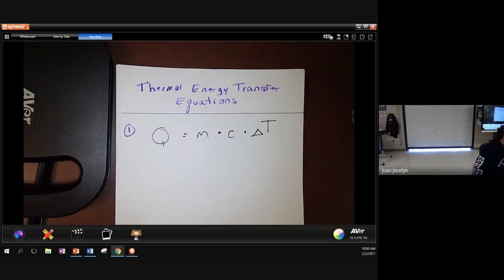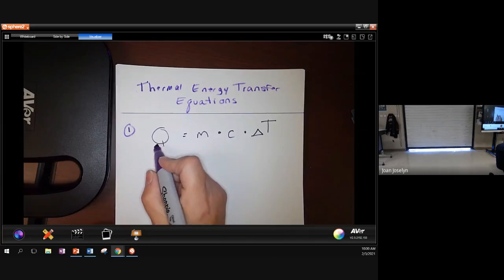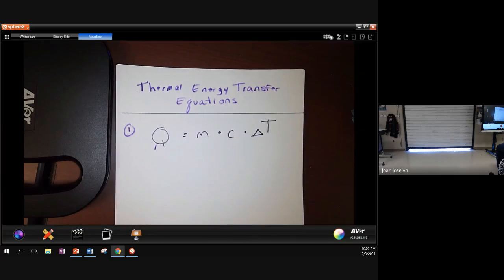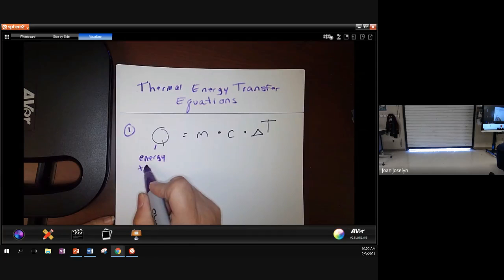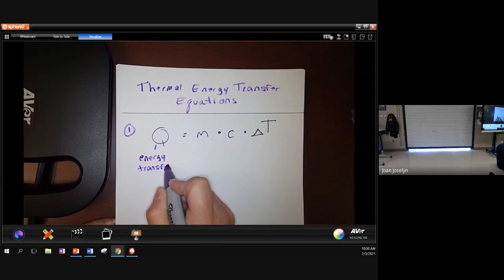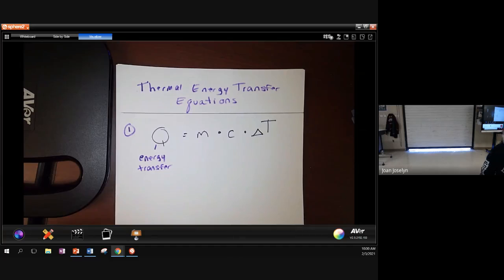Okay, so we got Q. Q is energy transfer. And it has to be in units of joules. So if they give you something else, you have to convert it. And spell joules correctly. Is that still a thing? Do people still use those?